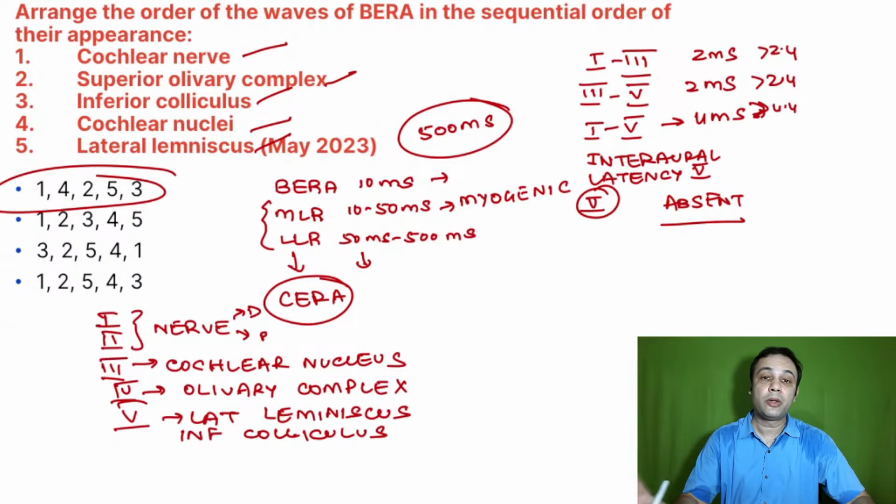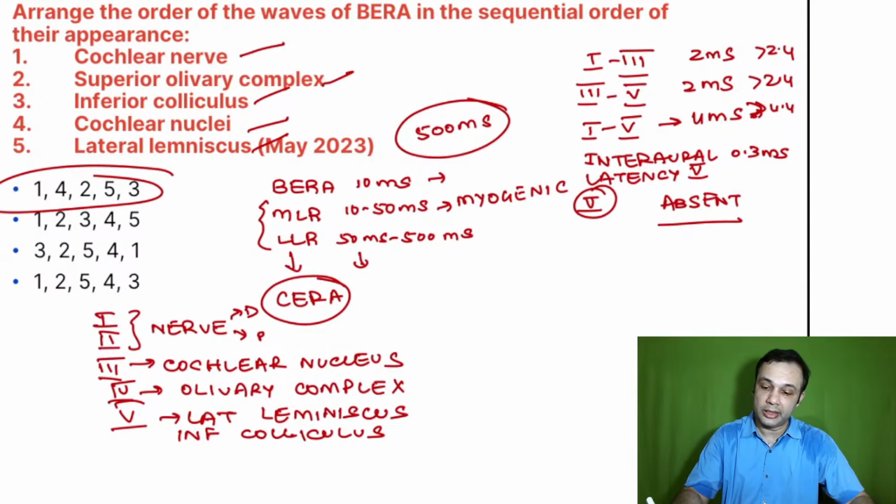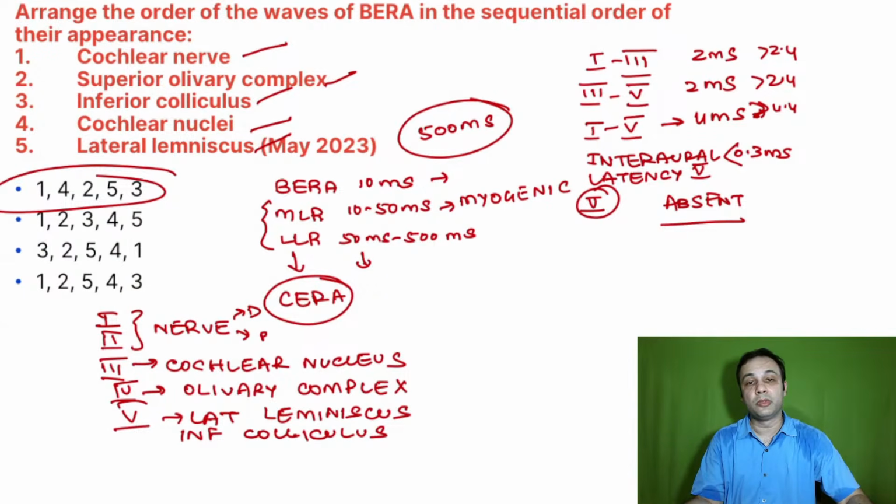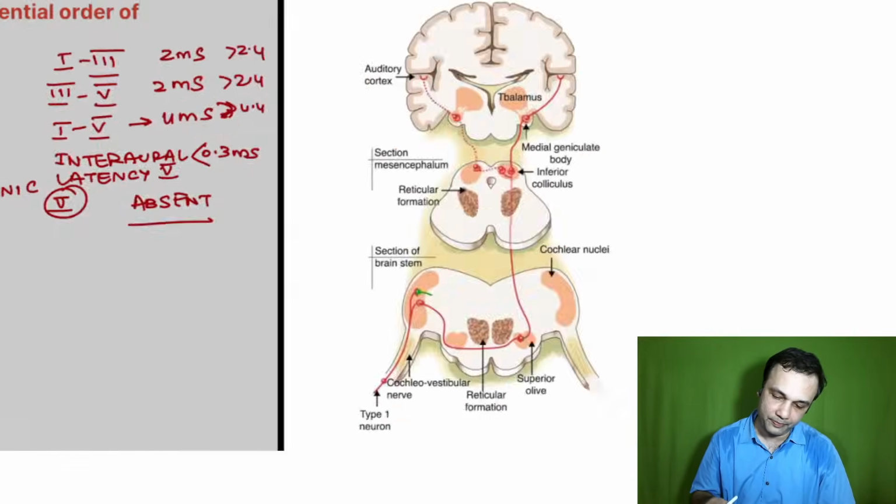And when you talk about interaural latency of wave 5, it should be within 0.3 milliseconds. If it is more, it is abnormal, right? It should be less than 0.3 milliseconds. If it is more, it is abnormal. So remember, these latency periods are important when you consider hearing loss as well, right? So these are the things that you need to remember in BERA.